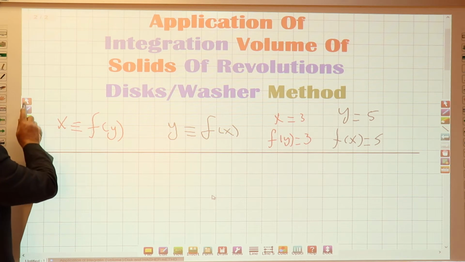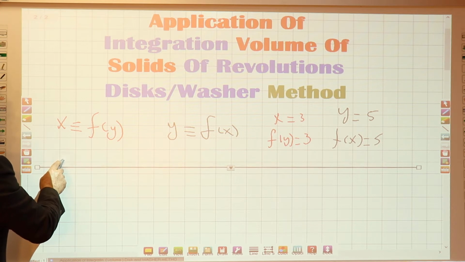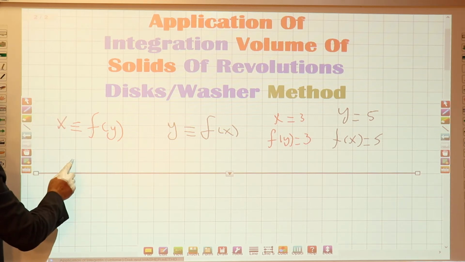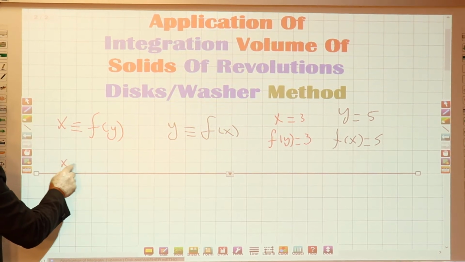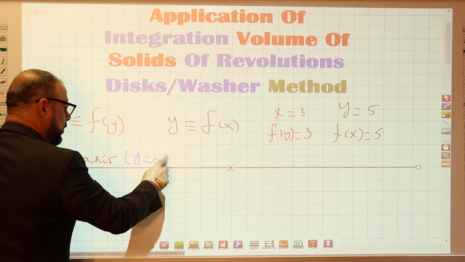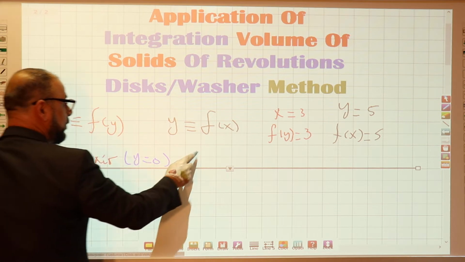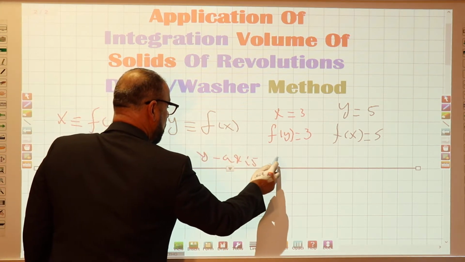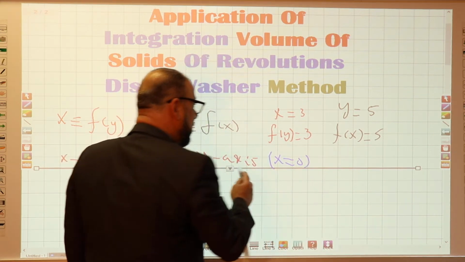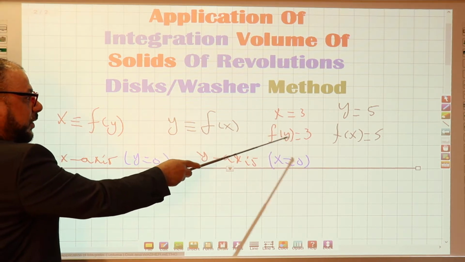Also remember, the x-axis means y equals 0, you remember this? And the y-axis means x equals 0. I need you to remember these things. When I have x equals 3, that means f(y) equals 3.